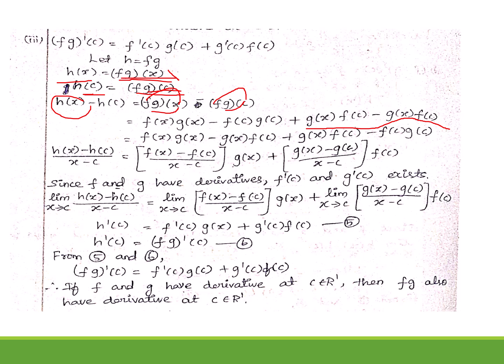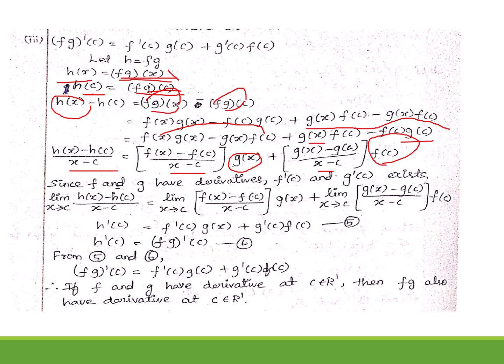Dividing both sides by x minus c, h(x) minus h(c) divided by x minus c is simplified: taking g(x) as the common term, [f(x) minus f(c)] divided by x minus c times g(x), plus f(c) as the common term times [g(x) minus g(c)] divided by x minus c. Since f and g have derivatives, f'(c) and g'(c) exist.